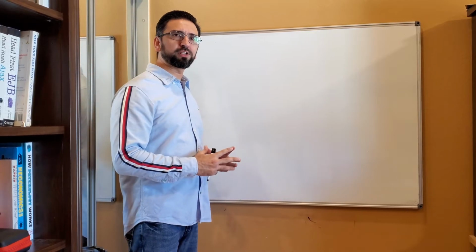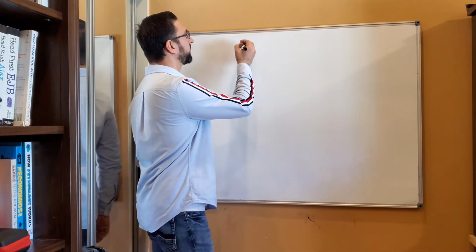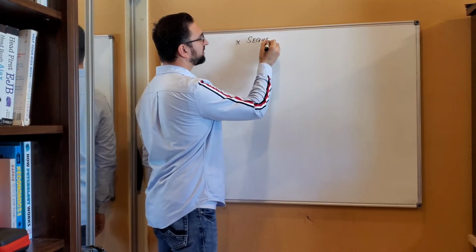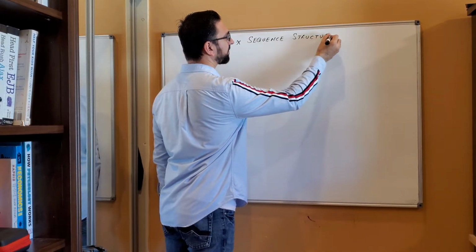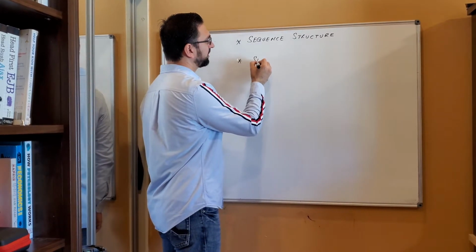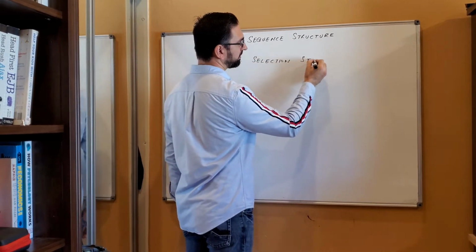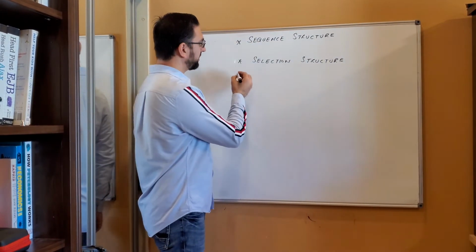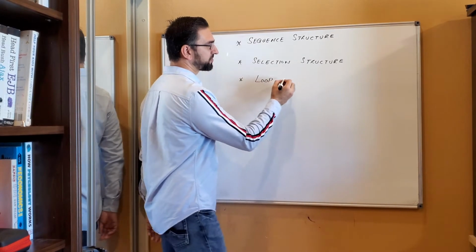So far we have studied three different structures which are used in programming. The first one we have studied was sequence structure. The second one we have studied was selection structure. So today we are going to study the third one, which is loop structure.